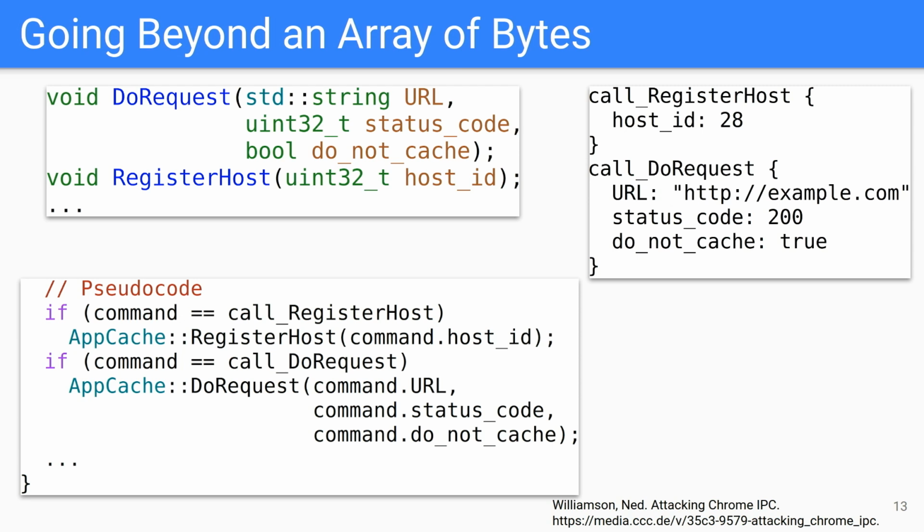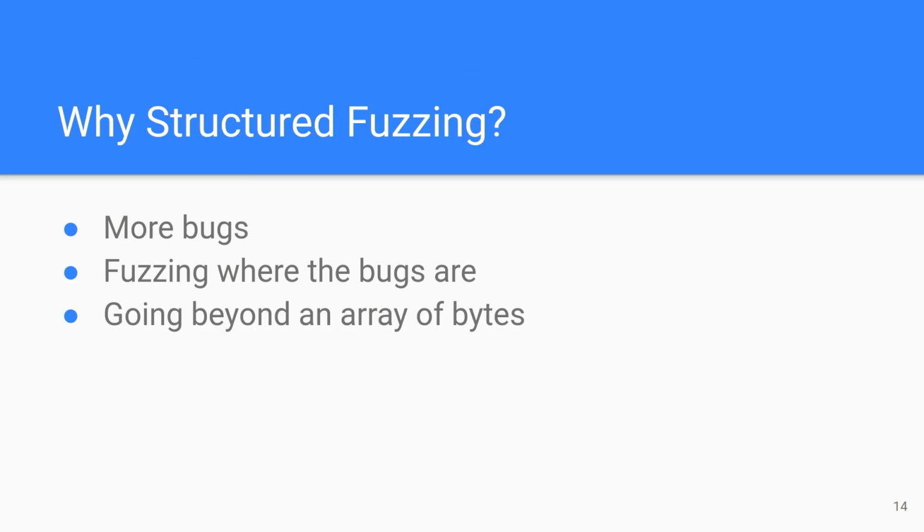So to summarize why you should use structured fuzzing: you should use it because it'll help you find more bugs. And it can help you find more bugs because it gives you, the researcher, more power over fuzzing what you want, and also because it allows you to fuzz more things. In particular, it allows you to fuzz code that doesn't accept an array of bytes.